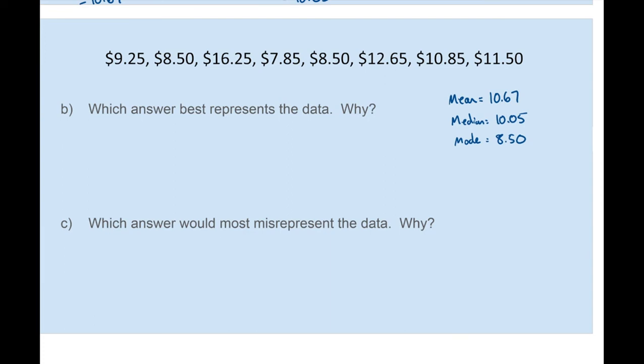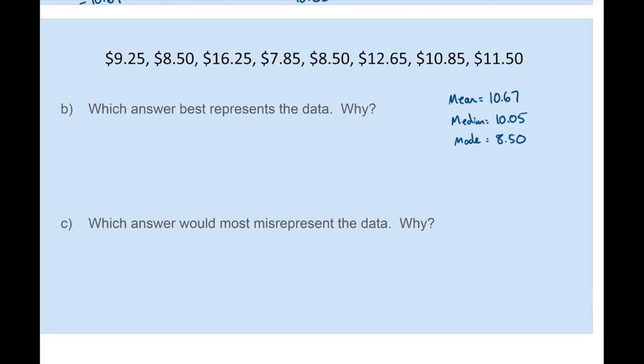Well, based on our data, you could have different reasons depending on your reasoning. As long as you have good, solid reasoning, you could probably argue any of them, but there are some better options. So which one best represents the data? Looking at them, I would say the mode doesn't really represent the data because it's the two lowest values, or part of the two lowest values.